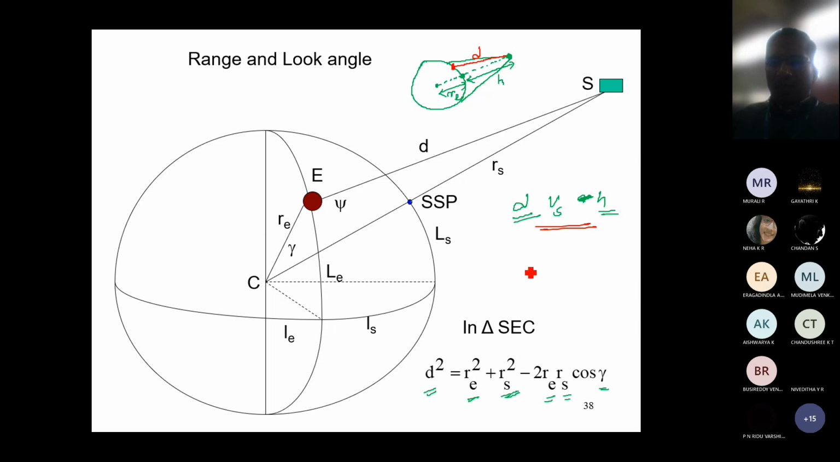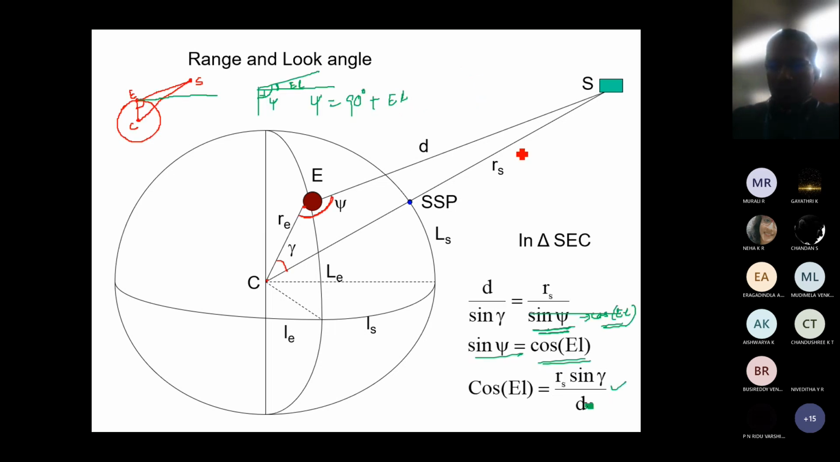All right. So once we know the value of gamma, then only we can find out at what range the satellite is present from the ground station. All right. So here we obtain the value of cos elevation like this.